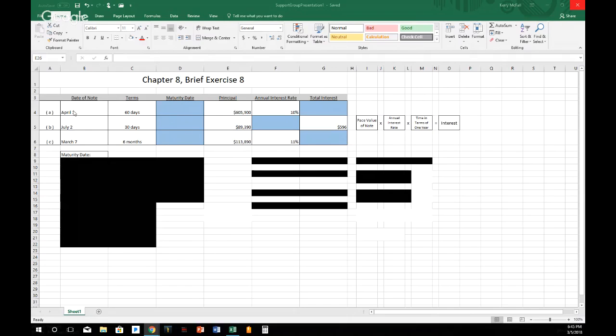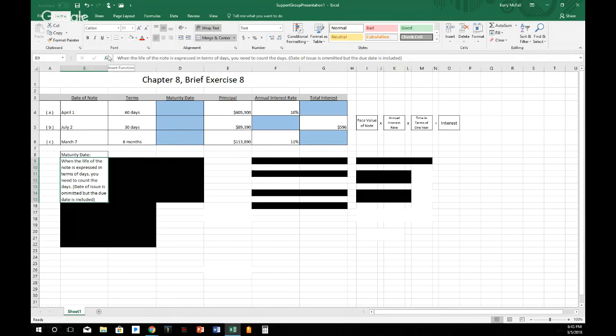Starting with April 1st, we have a 60 days term. And since we are dealing with days, when the life of the note is expressed in terms of days, you need to count the days. And then with that, you omit the issue date, but you need to make sure to include the due date. So with this first one, we have April 1st as the date of the note, and we need to go 60 days from that.